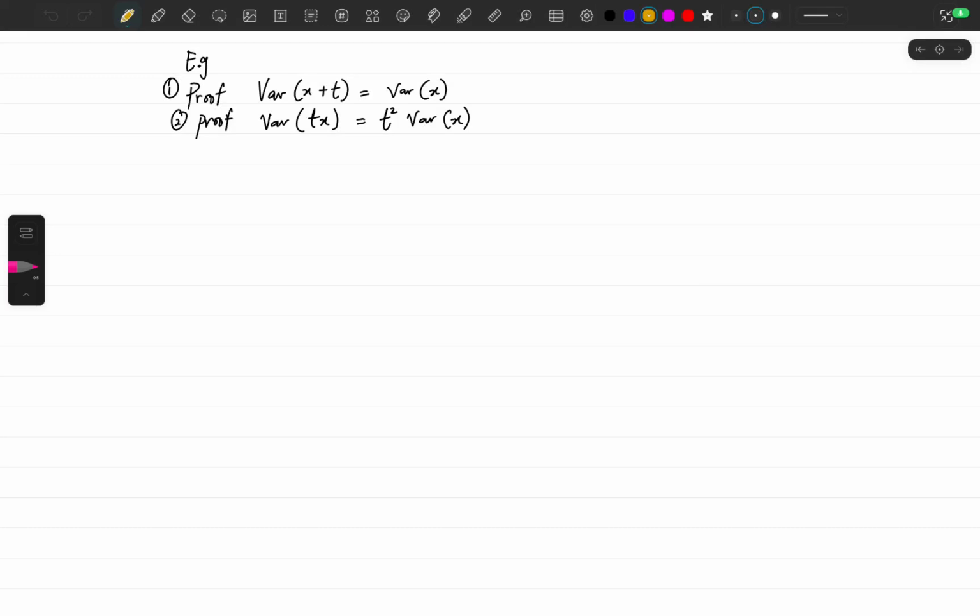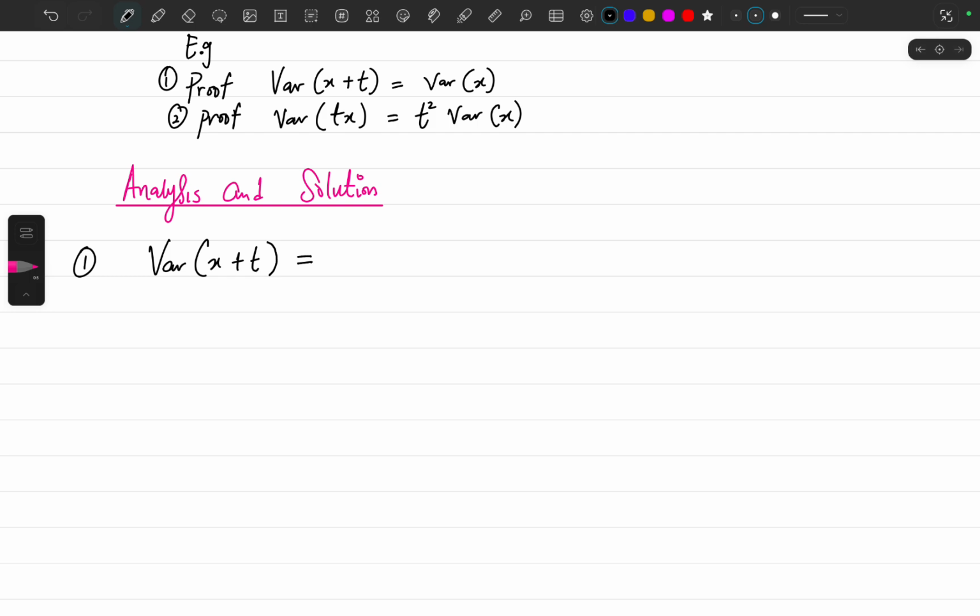So here we will try to prove this variable here, and the first one here is to prove that the variance of x plus t equals the variance of x.